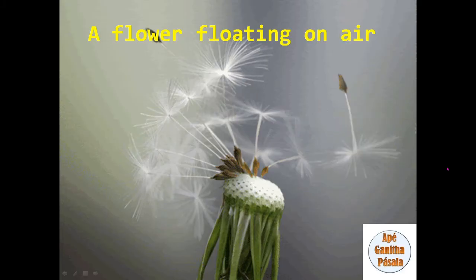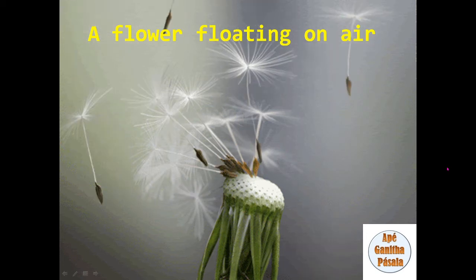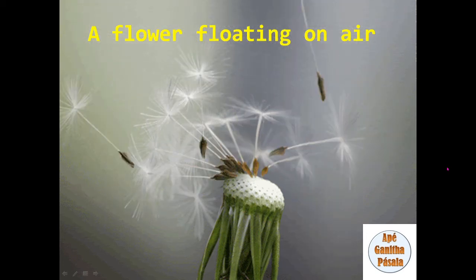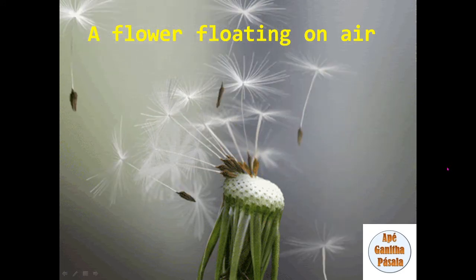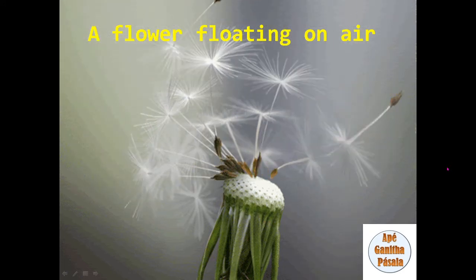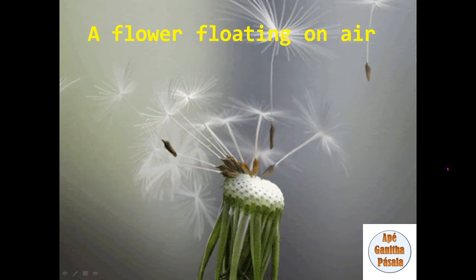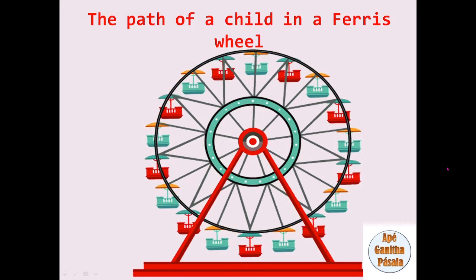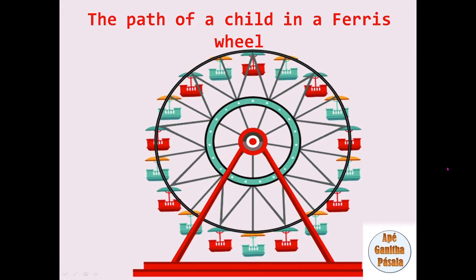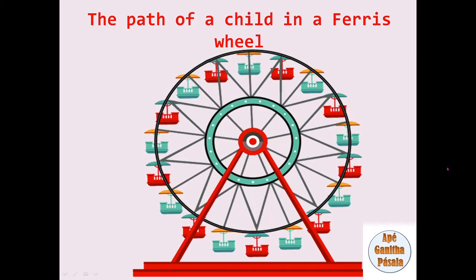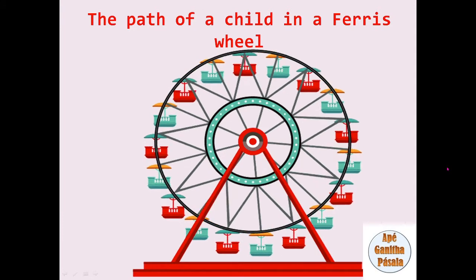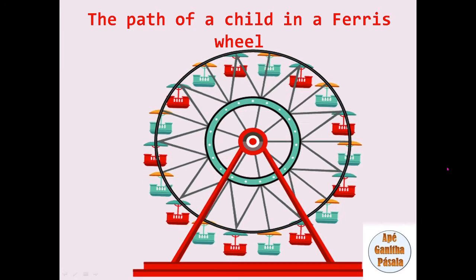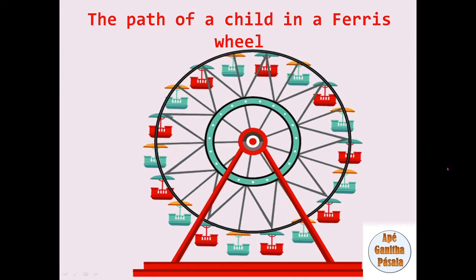So let's think about the paths we see in our day-to-day life. A flower floating on air. That is a somewhat complex path, and the path of a child riding a Ferris wheel. What is the path of the child riding a Ferris wheel? Have you ever thought about that?